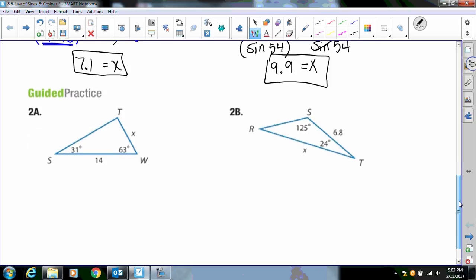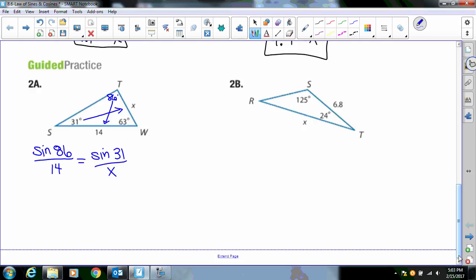Okay, these other two examples. Again, I want you to notice they're giving you two angles and one side. So again, 31, its opposite side is given. 14, its angle is not given, but we can find it. And that angle would be 86. And now I can set up the law of sines. So the sine of 86 over its opposite side 14 would be equal to the sine of 31 over its opposite side x. And then we're going to cross multiply to solve.